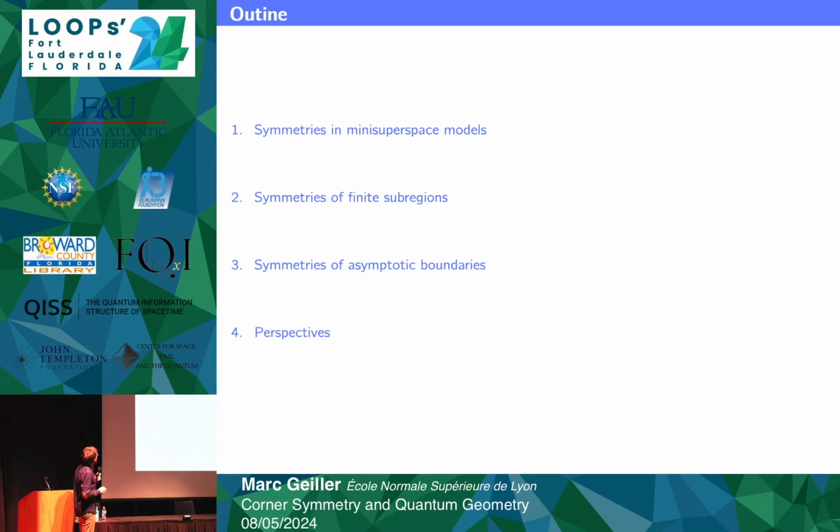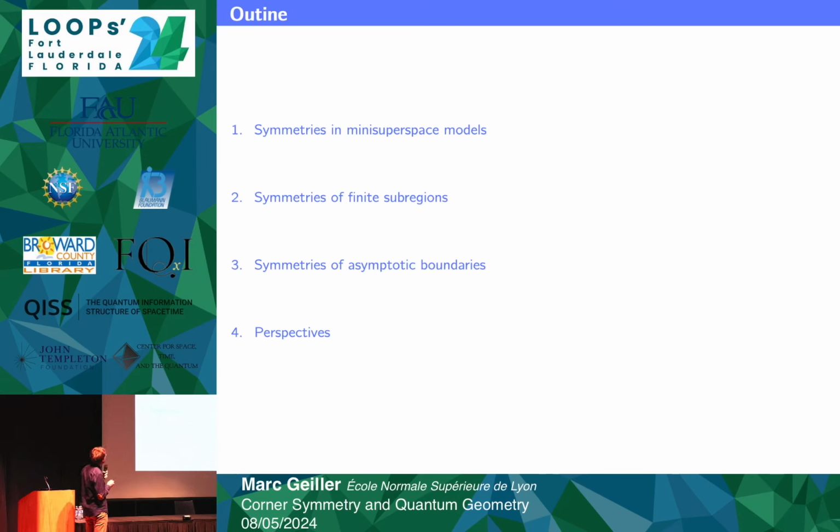So to talk about this, I will just have this simple outline with just 3 simple points. This is just meant to illustrate some interesting aspects of symmetries in 3 different contexts. The first context is very simple. I'll be very brief. This is about mini-superspace models. The second context is finite subregions, and then I will move to asymptotic boundaries, where I will spend most of the time, and then I will give some perspectives.